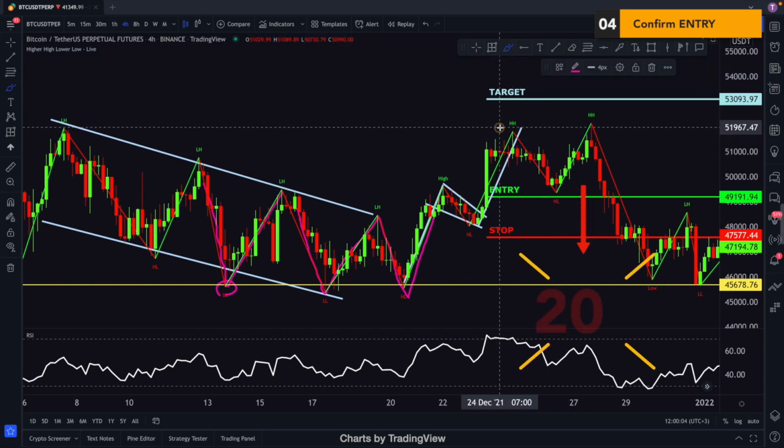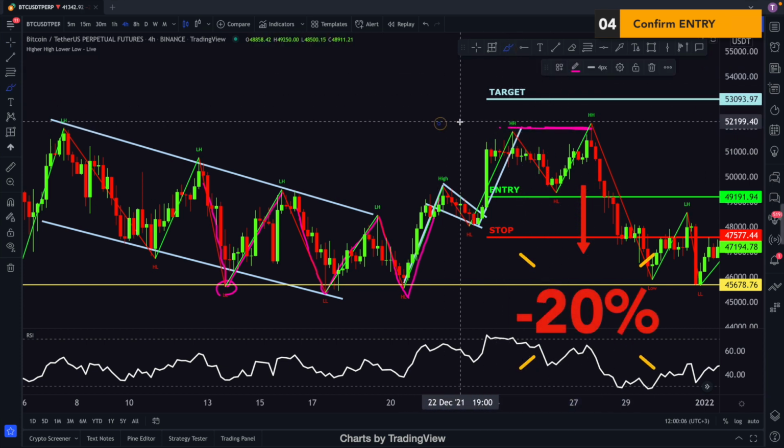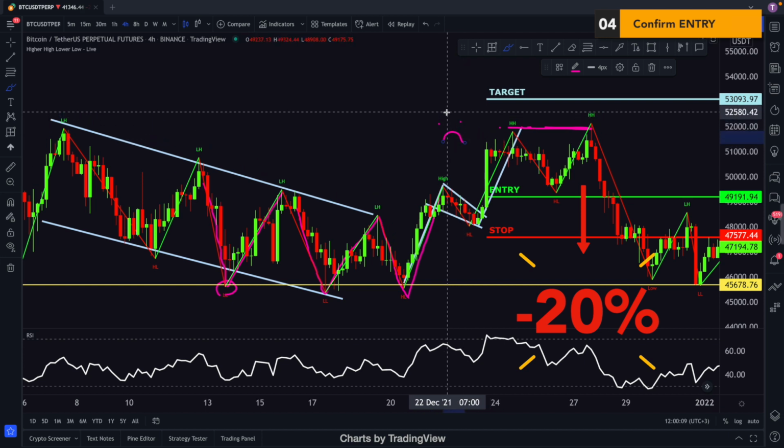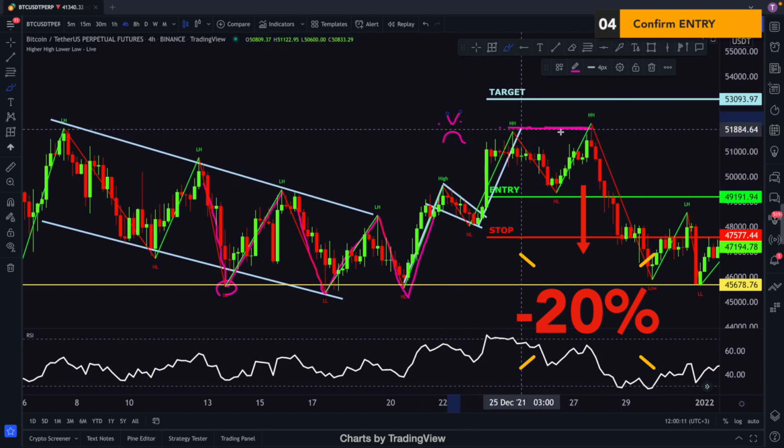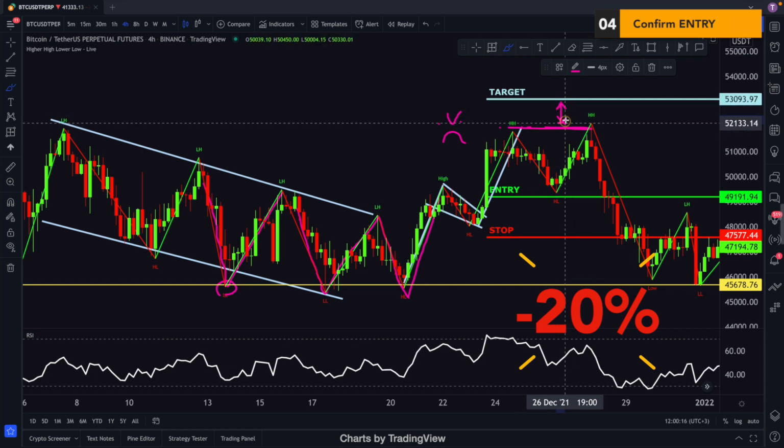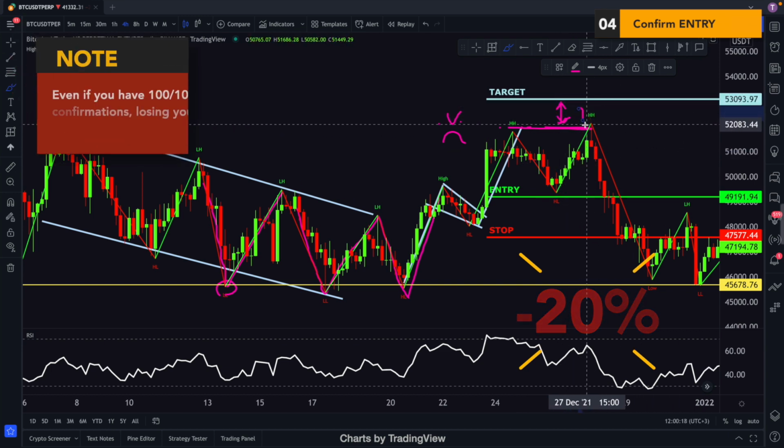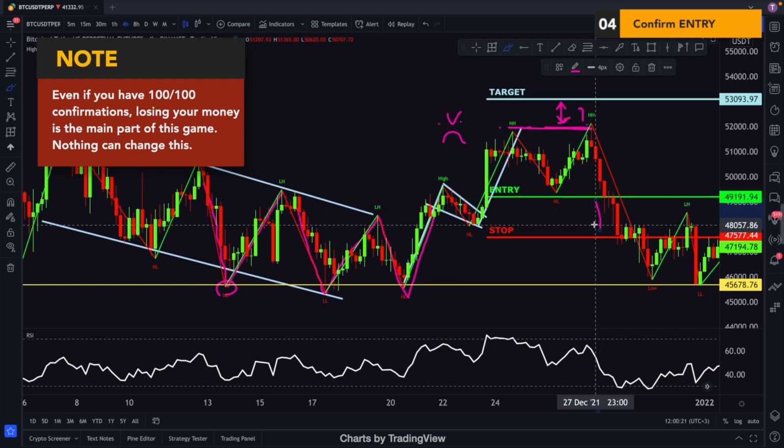But the reality is cruel. In the end, I lost more than 20% with this position. I want to repeat this. Even if you have 100 out of 100 confirmations, losing your money is the main part of this game. Nothing can change this.